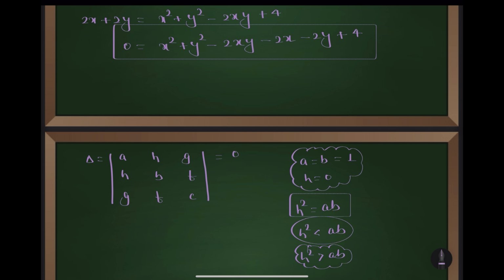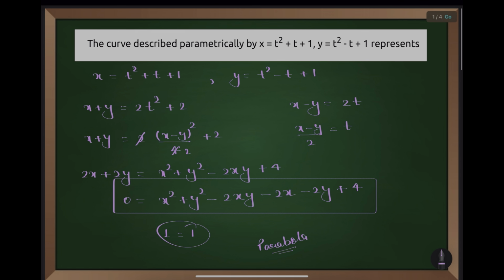Correct. So if you go with h, here h is what? 1, sorry, minus 1. So h square is 1. And if you go with a and b, it is 1 into 1 is 1, so they are equal, so it is representing a parabola. Okay, in the examination you have to approach this way. First you have to figure out whether it is representing a pair of straight lines or not, then go with circle, then parabola, then ellipse, and then hyperbola. I hope the idea is clear.